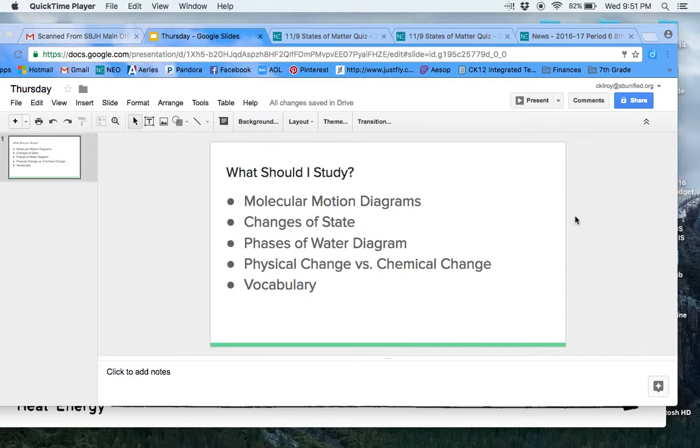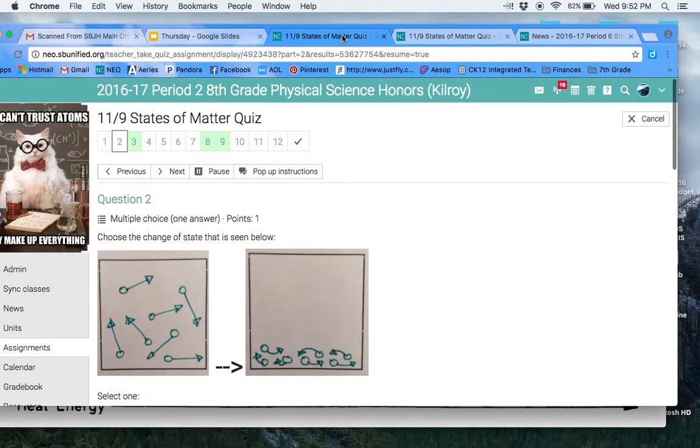Today, I just want to remind you that you will have a test tomorrow, and if you are wondering what you should study, you should look at these things. So one, molecular motion diagrams. Remember when we took our quiz and you got tested on these, you're going to be tested on the same kind of thing.